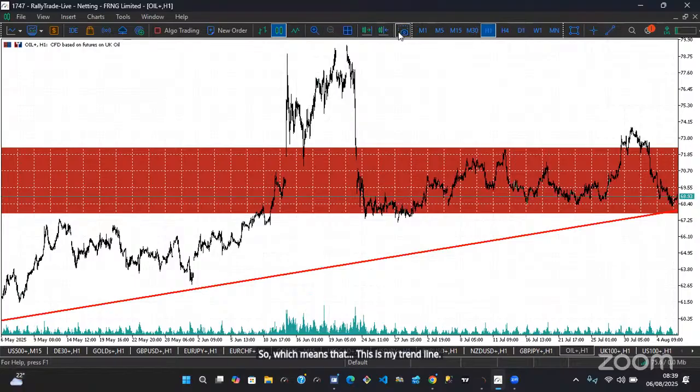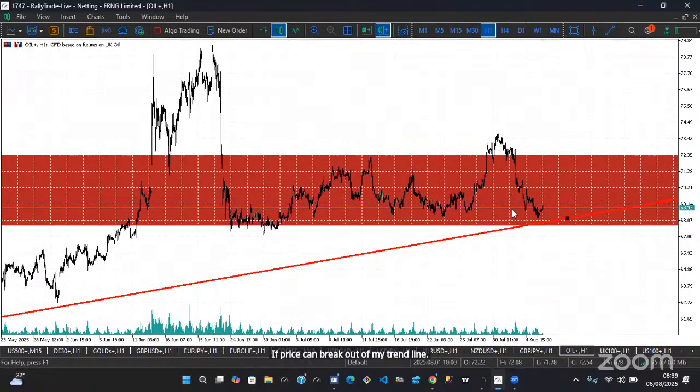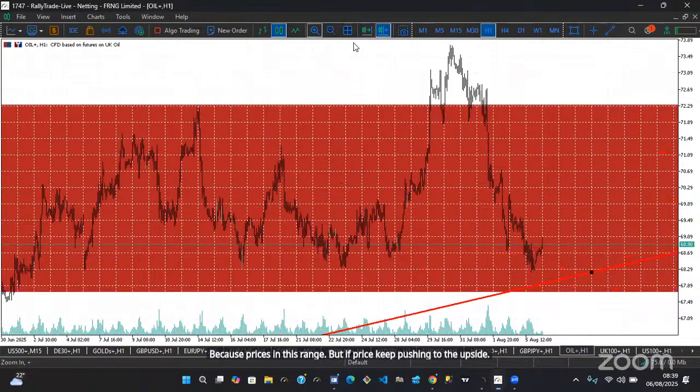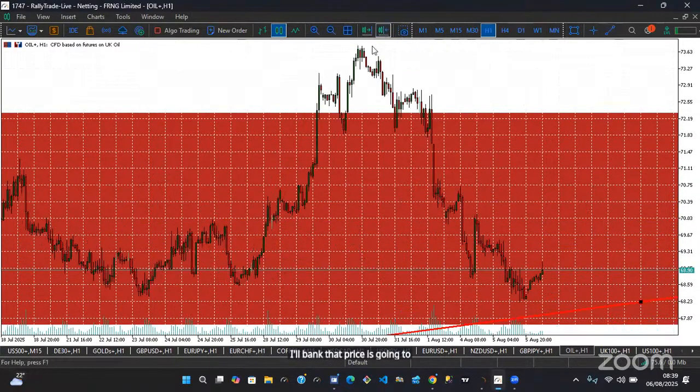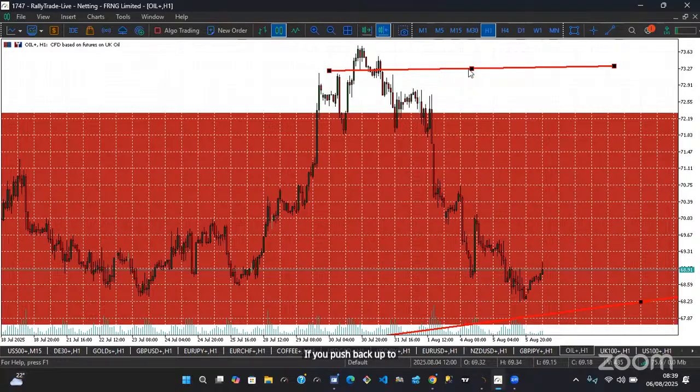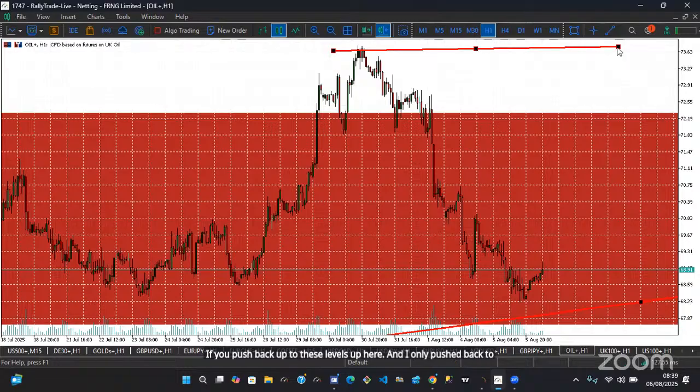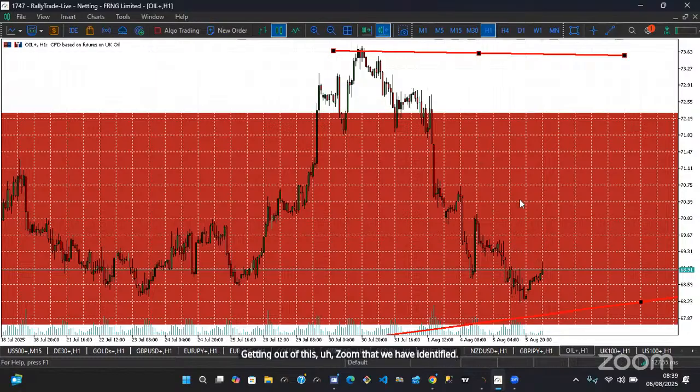So, this is my trend line. If price can break out of my trend line to the downside, then I'm going to be selling because price is in this range. But if price keeps pushing to the upside, I'll bank that price is going to continue pushing to the upside. At least it should push back up to these levels up here, getting out of this zone that we have identified. Hence, I am looking at the possibility of buying oil. Oil should be bullish.